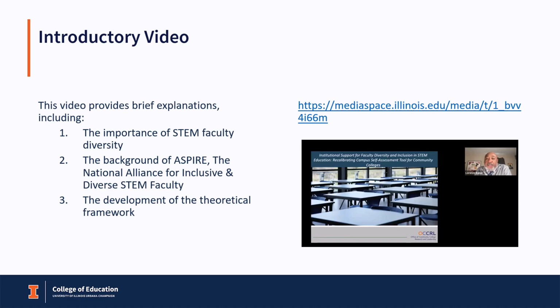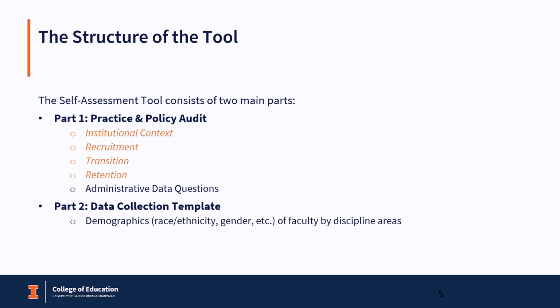On this slide is an introduction to a video that explains how this tool was developed and why it is important to audit diversity at each institution. Specifically, it provides a brief introduction to why STEM faculty diversity is important, the Aspire Alliance that was established to advance this goal, and the theoretical framework that forms the backbone of this tool.